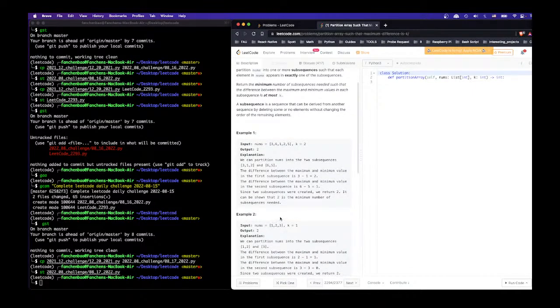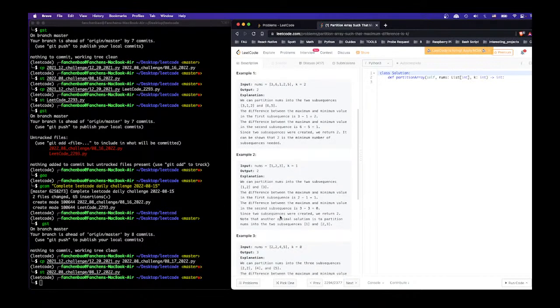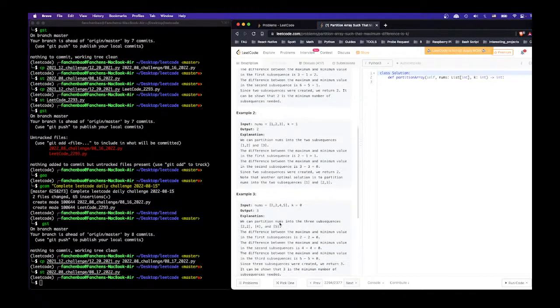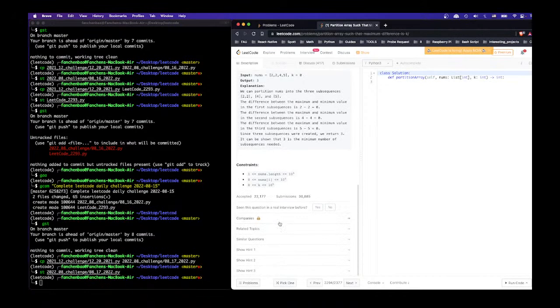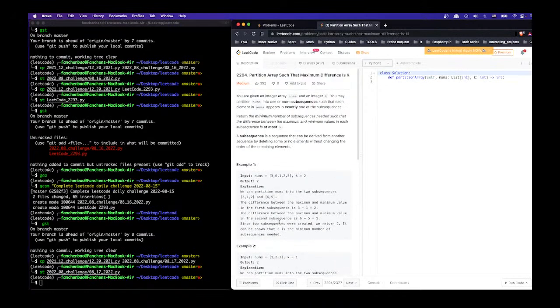So we'll do 2. Yes. And this will do 3. Yes. Okay. That's a good question. How do we think about it? Let's sort it first. Okay. And then we say we want the minimum number of subsequences. Okay.